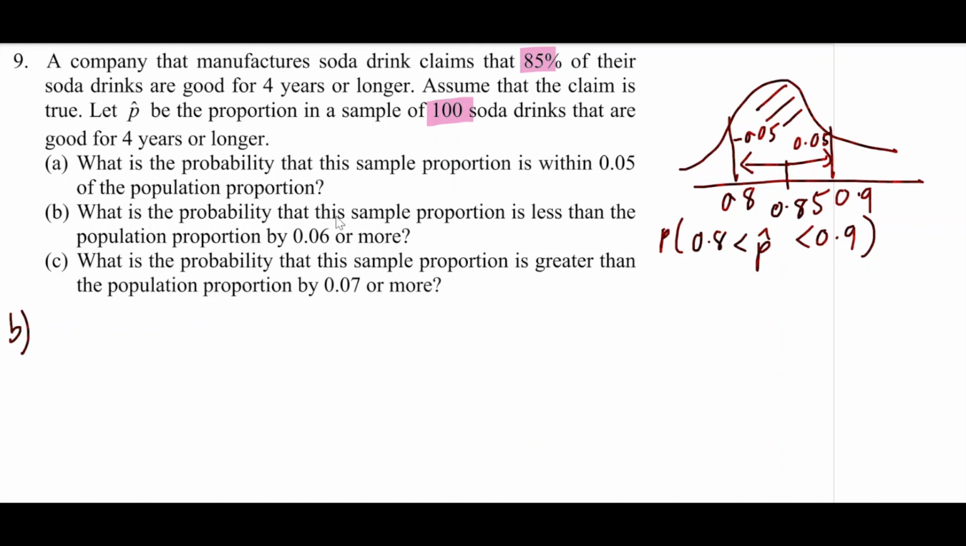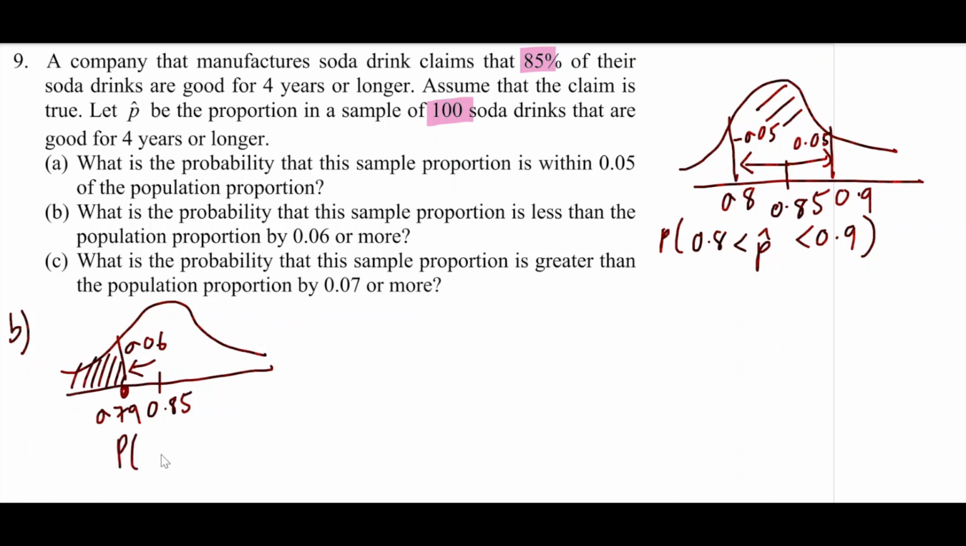On to question B. What's the probability that the sample proportion is less than the population proportion by 0.06 or more? The population proportion is 0.85. Less than by 0.06, this would be 0.79. So you will find the probability that P hat is less than 0.79.